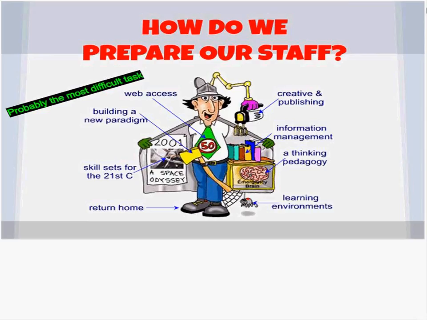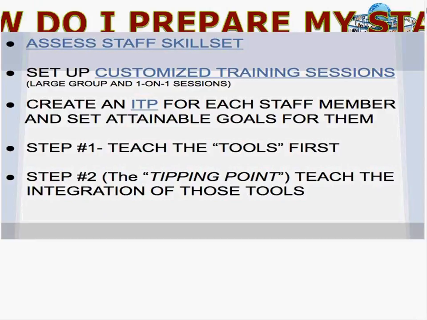We prepare the staff. You can assess this skill set, and there are different ways that you can do this. Like I said, you can do it through a form, see where they're at, and then adjust your PD on the fly. At my district, we created something called an ITP, which is an individualized tech plan for each staff member, and then set goals.